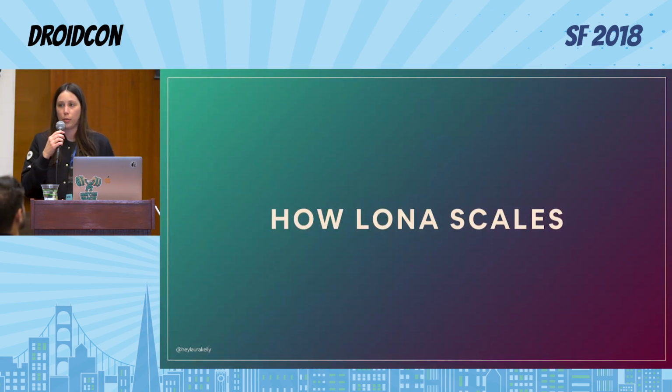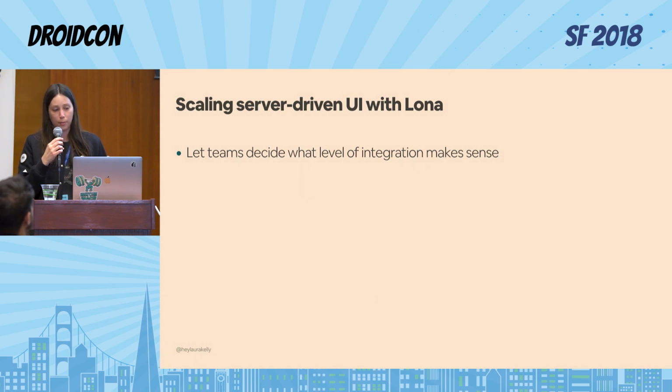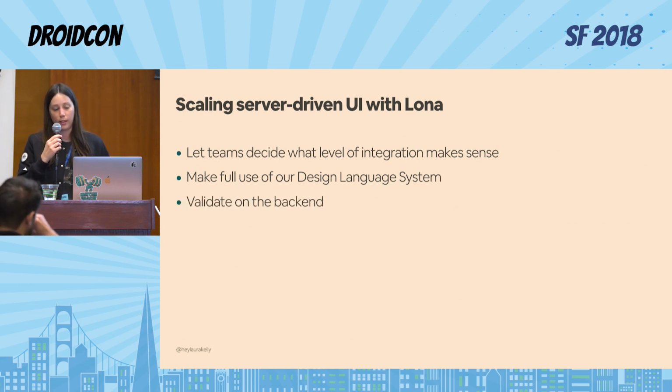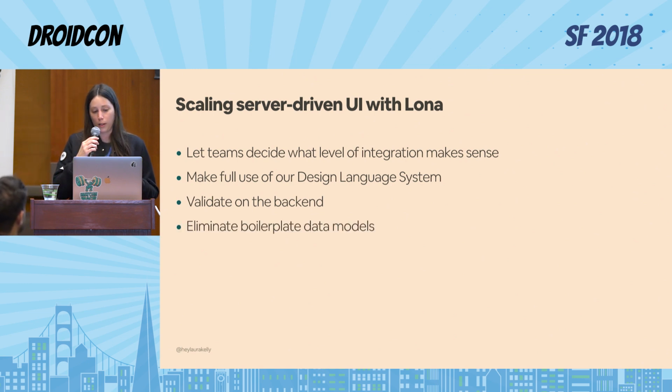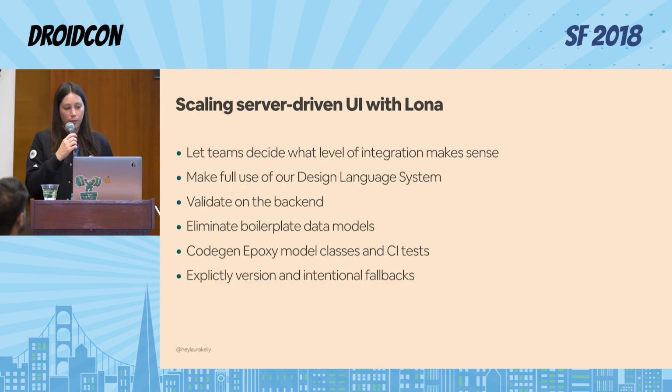So just to recap here, some of the ways that Lona is taking these ideas and scaling them to a lot of developers. They let teams decide what level of integration makes sense for them. They make full use of our design language system. They validate things on the back end to make sure that clients are only receiving data they understand. They're eliminating the boilerplate of data models. They're making use of code gen to generate some of our builder classes and CI tests. And finally, Lona explicitly versions and has fallbacks so that we can support those old clients for a long time, and users who don't update won't have a broken experience.